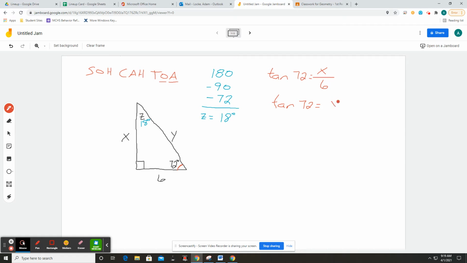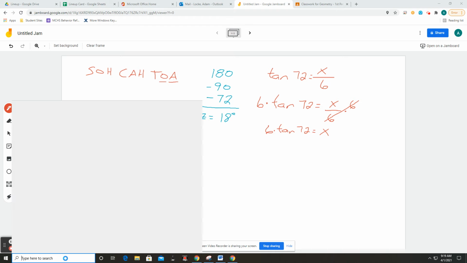So since x is divided by 6, if I multiply it by 6, the 6 in the numerator and the 6 in the denominator will cancel each other out, leaving me just with x. But being an equation, I have to do it to both sides to keep it balanced. And I'm going to end up with 6 times the tangent of 72 is equal to the value of x.